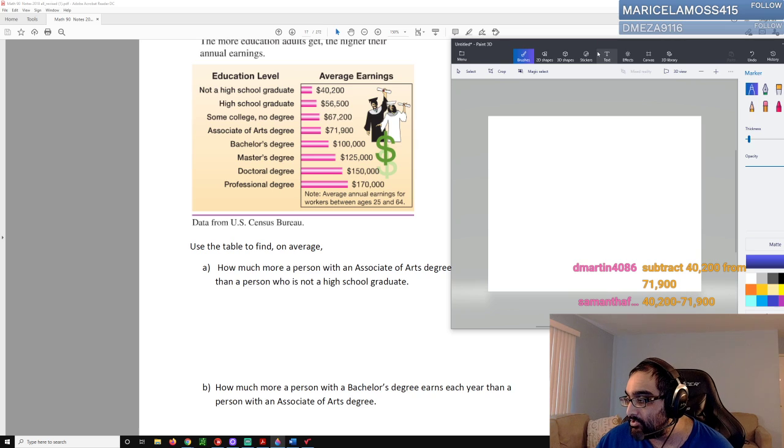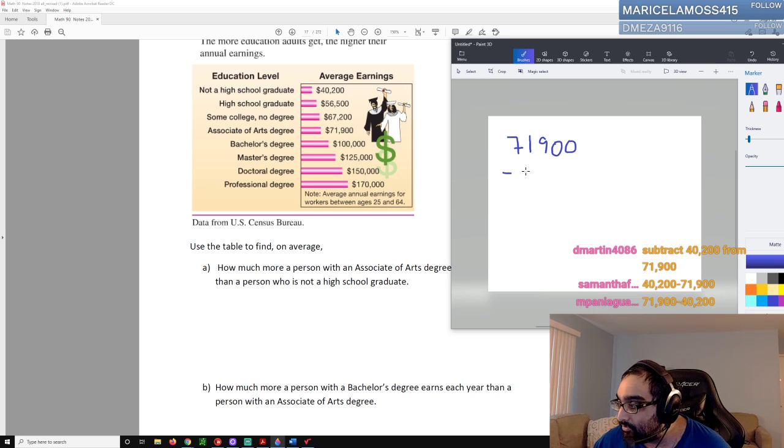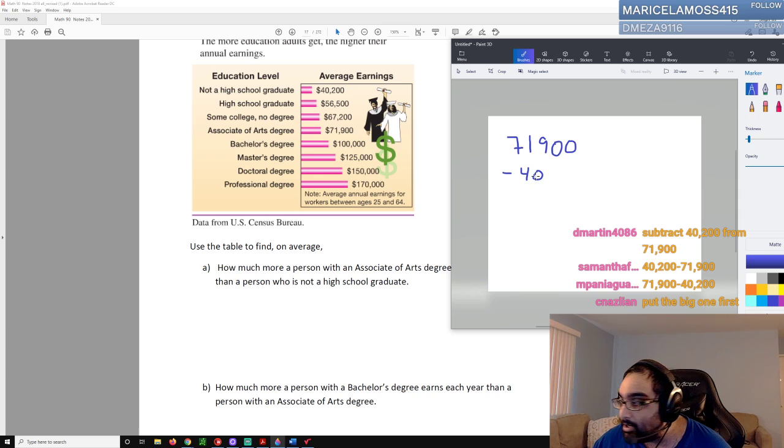40,200 minus 71,900. Be a little careful there. We say how much more they make, i.e. the difference. So the numbers are correct, but they're reversed. Start off with the larger number first. So we have 71,900, and then we subtract 40,200 from it. Just put that larger number first.